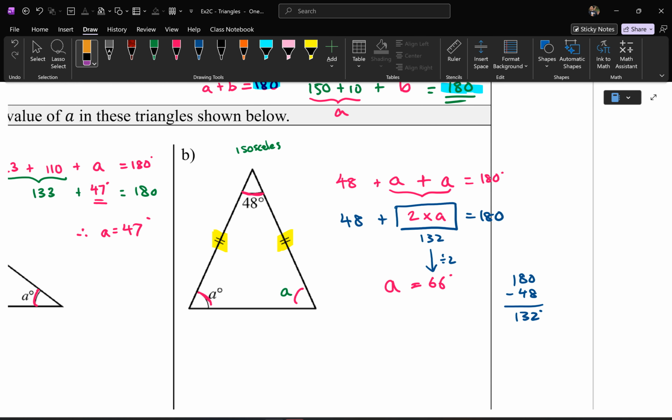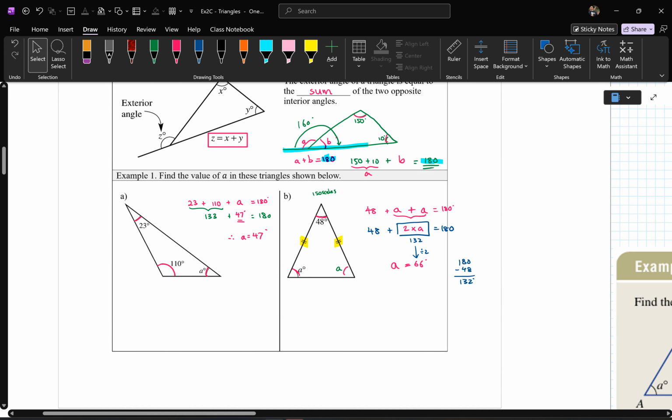So that's one way to help you. A plus A is the same thing as doubling A. 48 plus what gives you 180? It's 132. But since you're doubling A, divide by 2 to get A equals 66. Flip over.